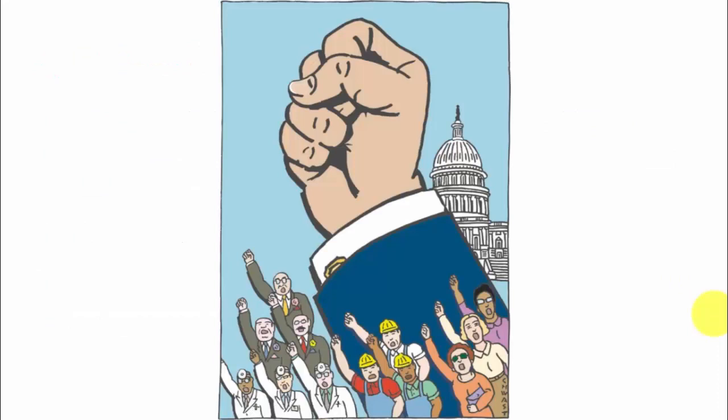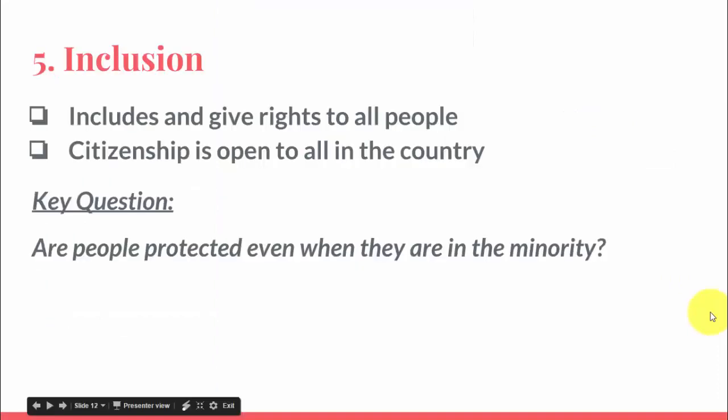The final criteria is inclusion. This seems self-explanatory. Does the society include and give rights to all people? Is citizenship open to all in the country? It's important to note that the emphasis that Dahl puts on inclusion is about a political minority and not necessarily an ethnic or racial minority. That is not saying that those factors aren't important, but the democratic theory focuses primarily on the ability of the minority to dissent or have a different opinion.